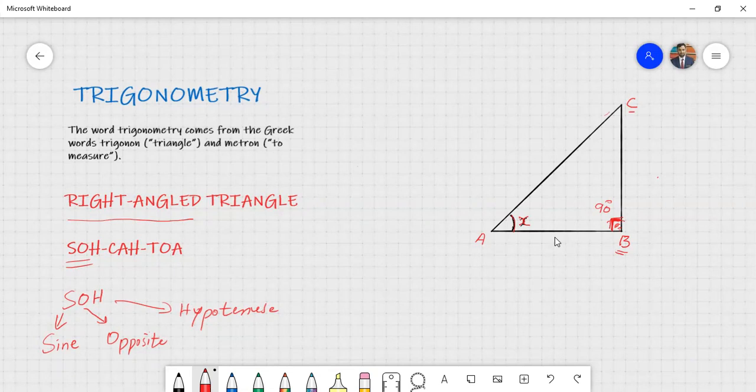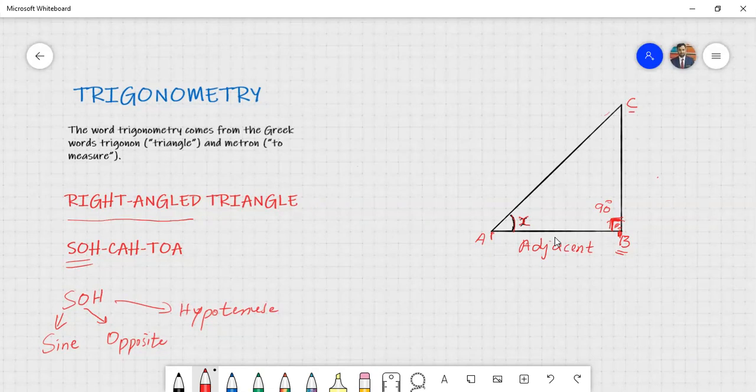When both the angles lie on one side, let's suppose this side AB, both the 90 degree angle and the X angle are on the one side. So this side is always known as adjacent, meaning these are joined together. When both angles are on the same line, this side is known as adjacent.